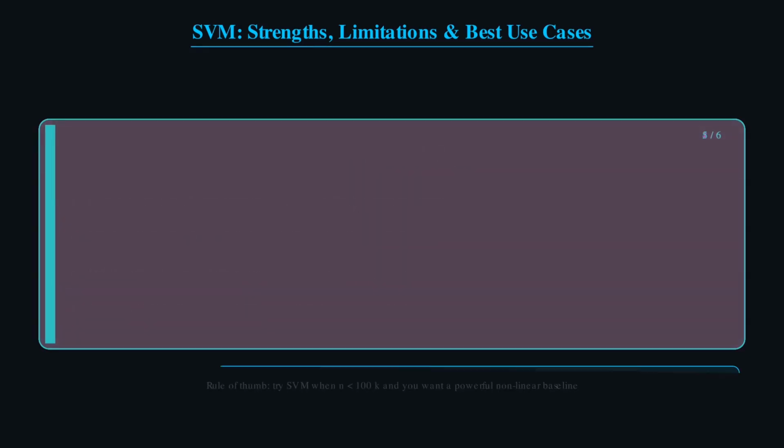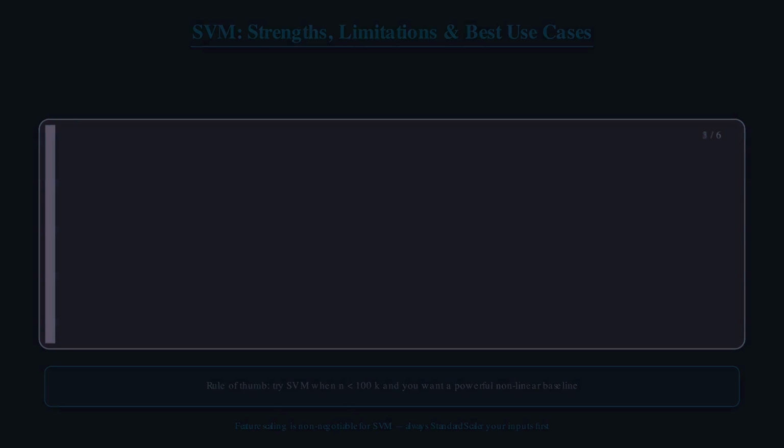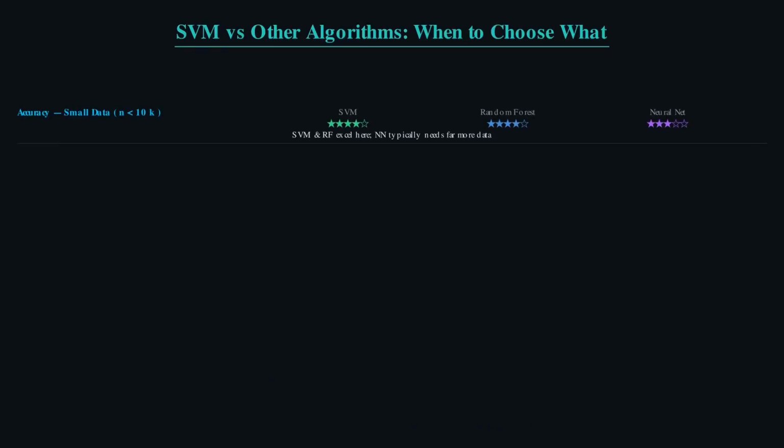The weakness is speed. Training scales as O(n squared). Above 100,000 samples, it gets slow. You must also tune C, gamma, and kernel carefully. For tabular data, try XGBoost first. For large unstructured data, neural networks are the right tool.